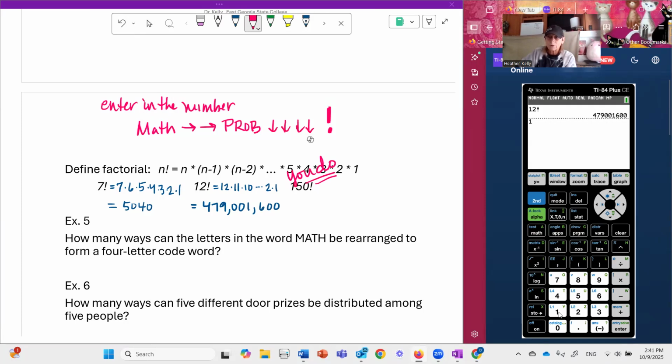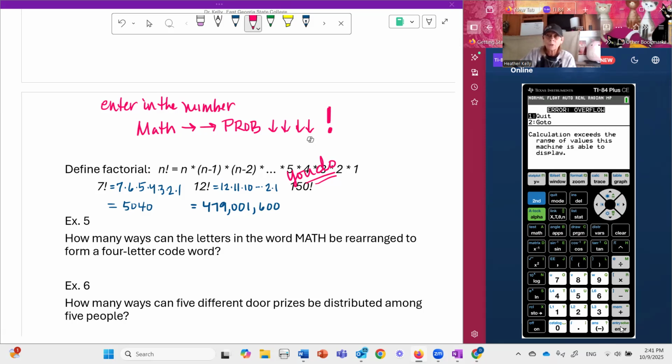Okay, we've got 150. So you've got to put in your digit first. So enter in the number. Then we go over here to math. We go over here to probability. And we're going to go down to the fourth one, to that exclamation point, and hit enter. And yeah, you didn't mess up. Look what it says. It says error overflow.